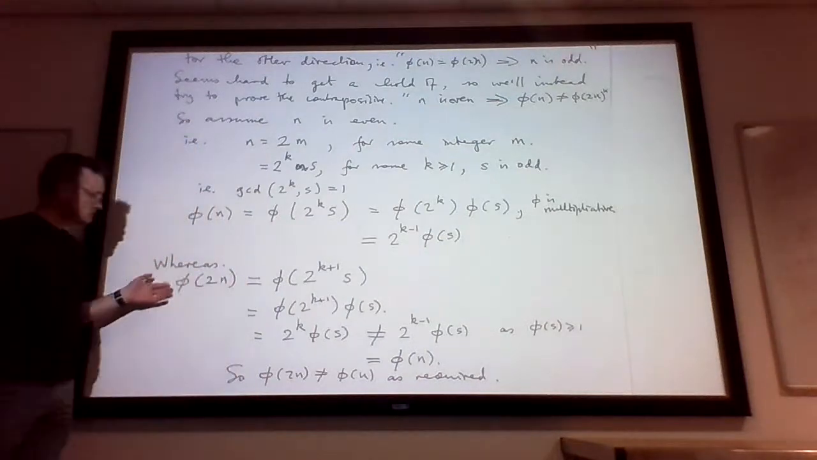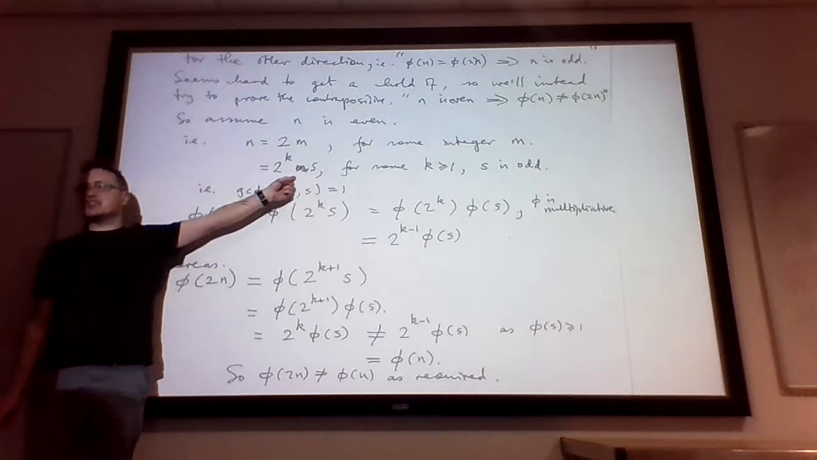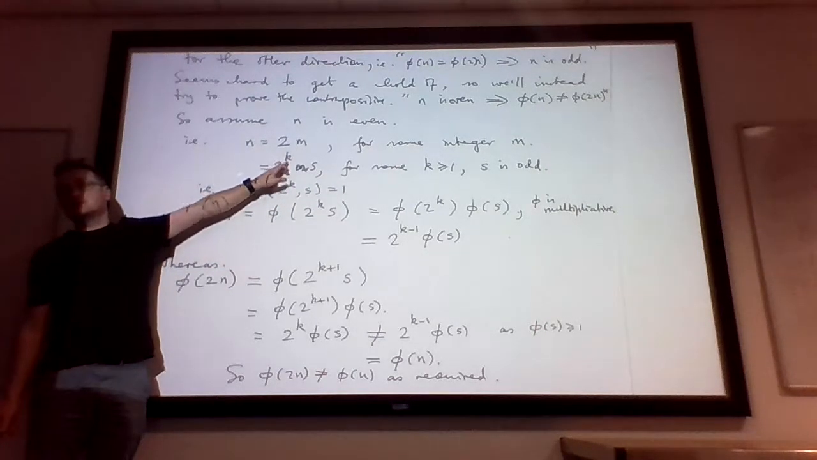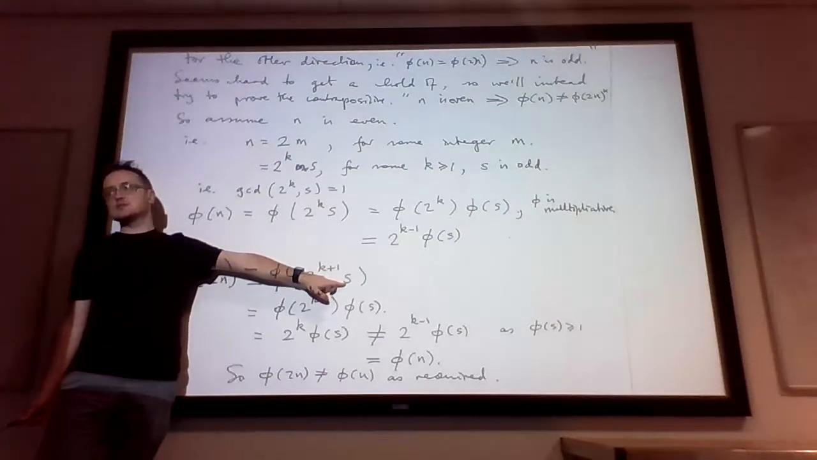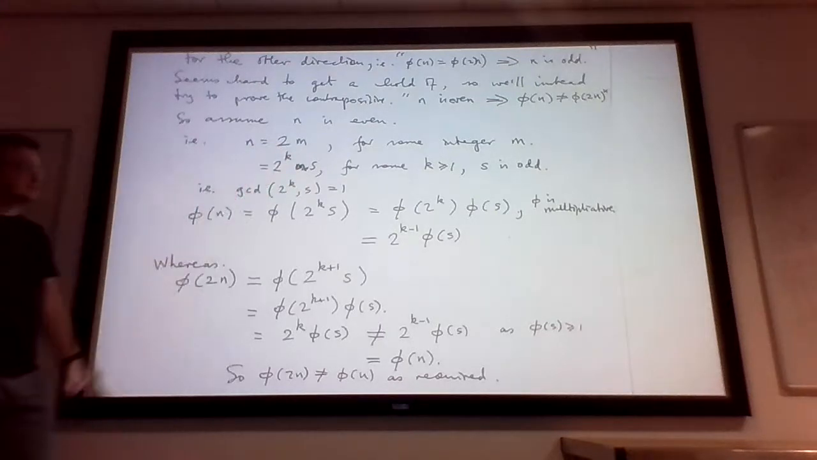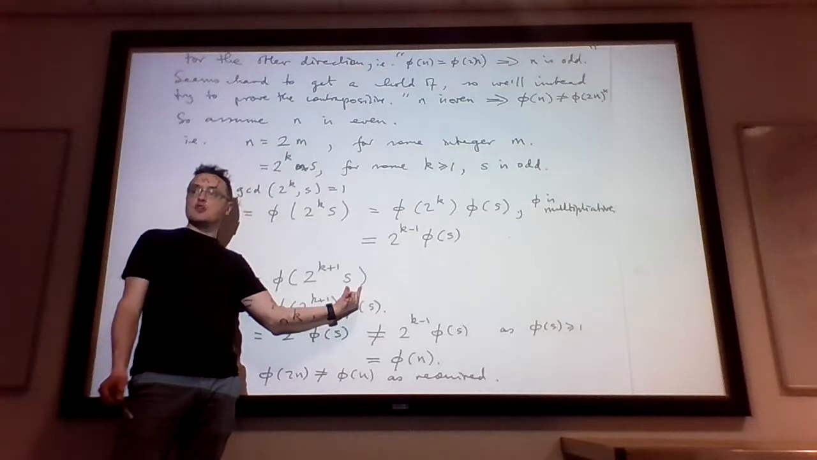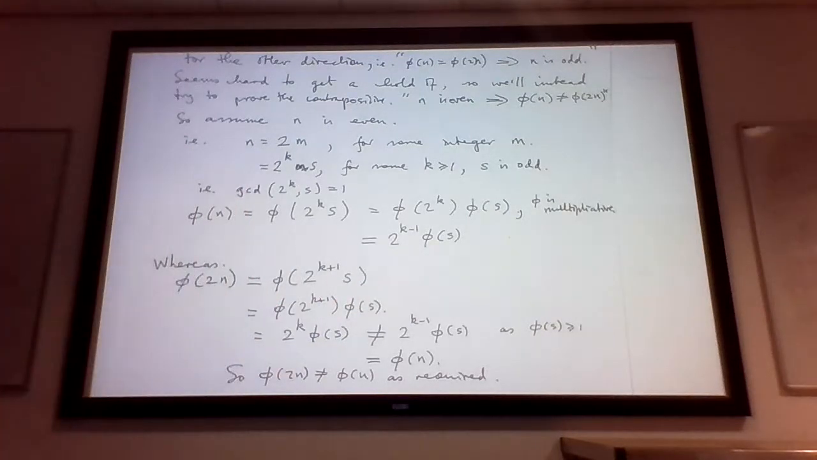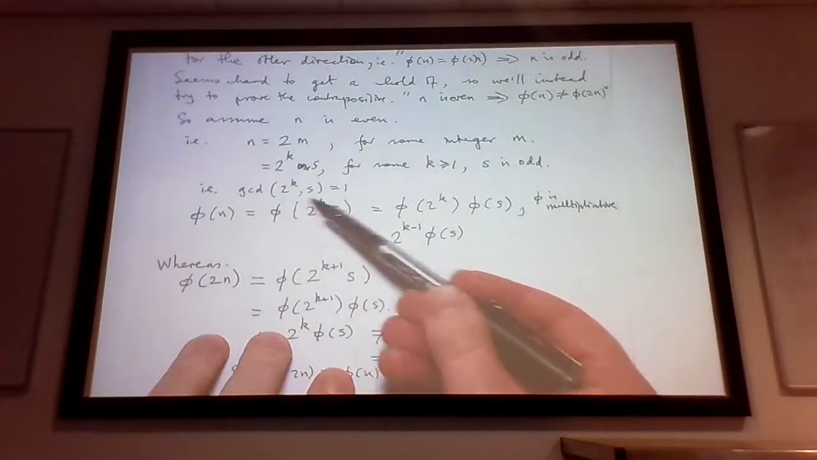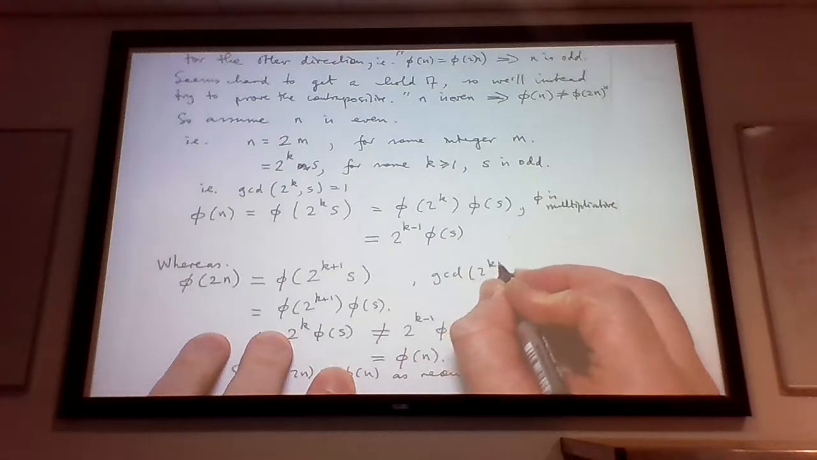Well, for phi(2n), I've just established this way of representing n. So 2 times n is just going to be one more factor of 2: 2 to the k plus 1 times s. I multiply by 2, so it raises the exponent by 1. 2 to the k plus 1 and s are co-prime because s is odd. S was odd, so for the same reason as up here, the GCD of 2 to the k plus 1 and s is also 1.